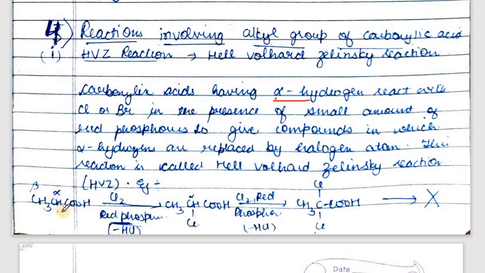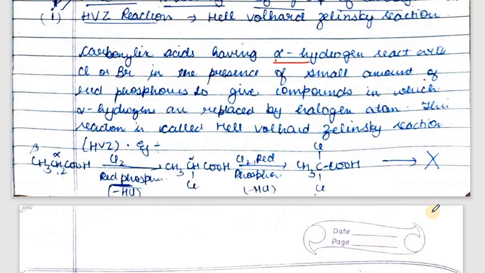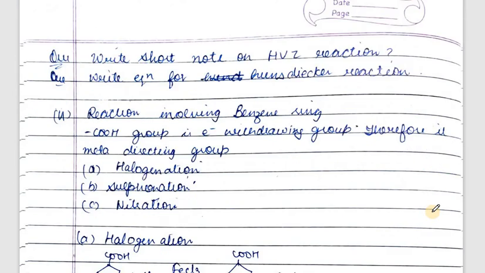These are replaced. So first one hydrogen is replaced. If we continue the reaction with chlorine in the presence of red phosphorus, then the other hydrogen will also be replaced. If we continue the reaction, these hydrogens are the beta hydrogens. These will not be replaced, and there will be no further reaction. So this reaction is the Hell-Volhard-Zelinsky reaction.